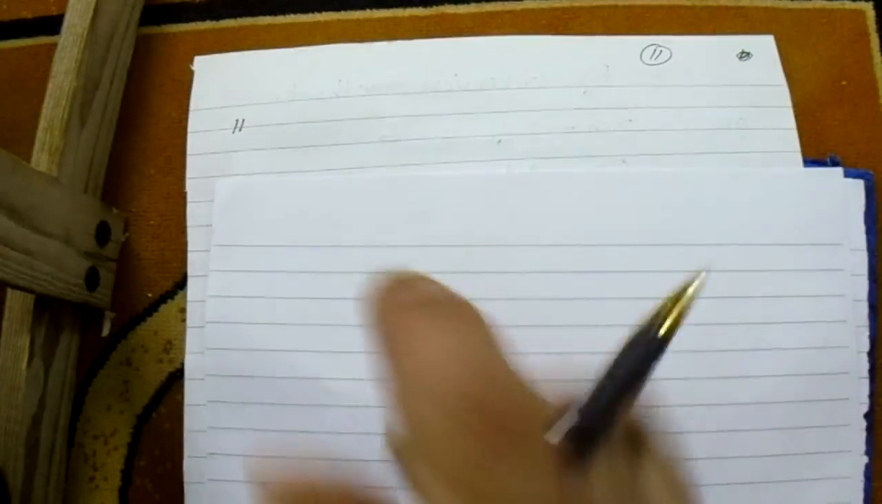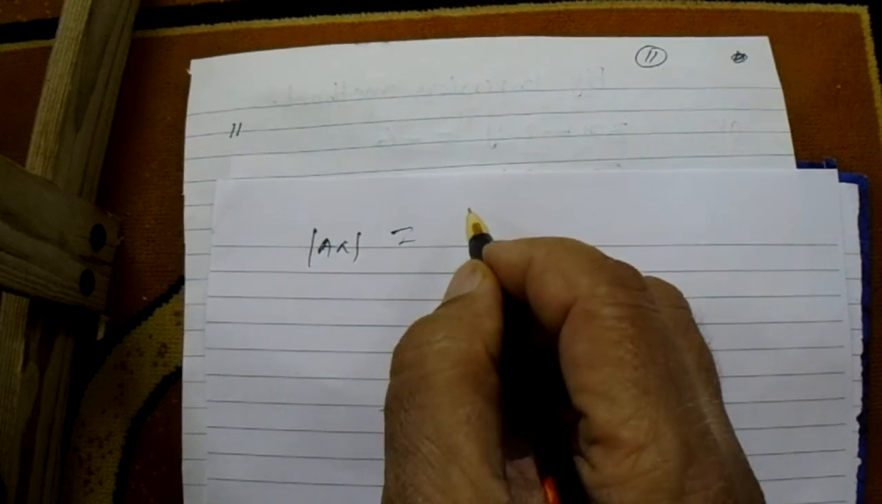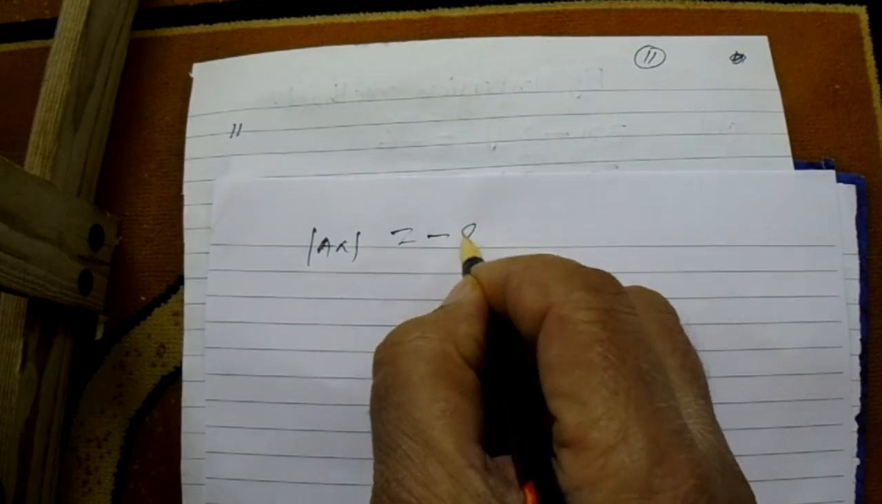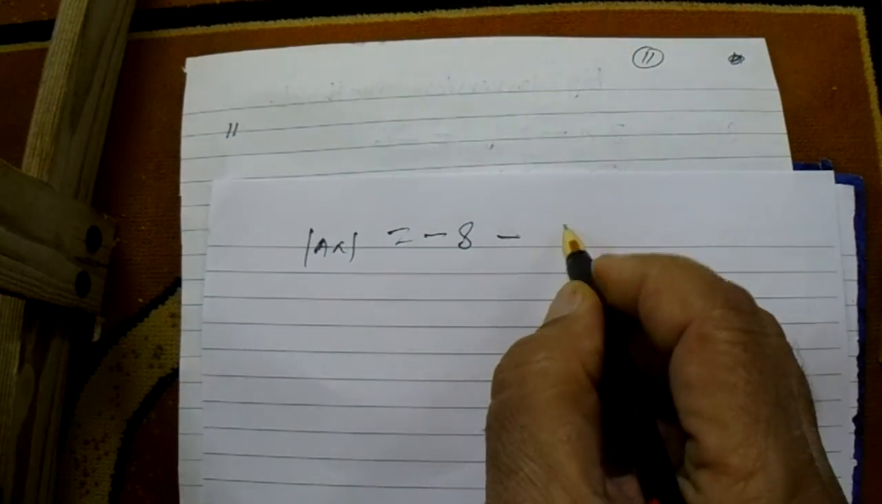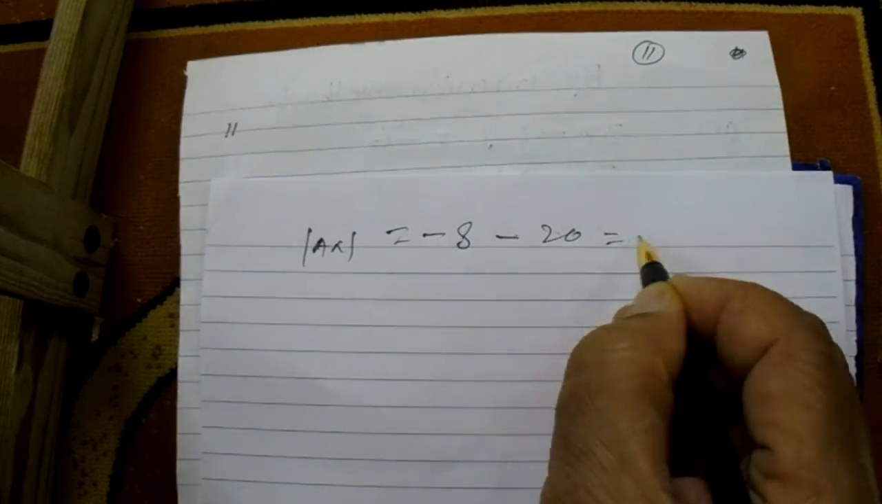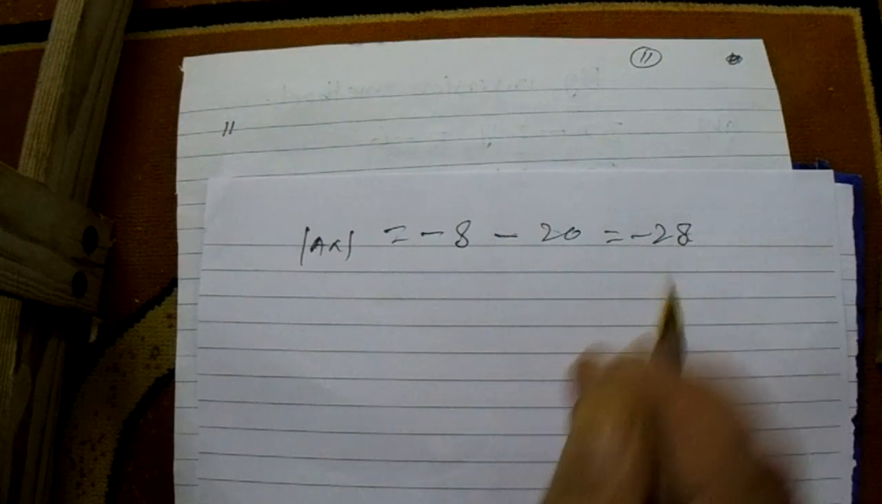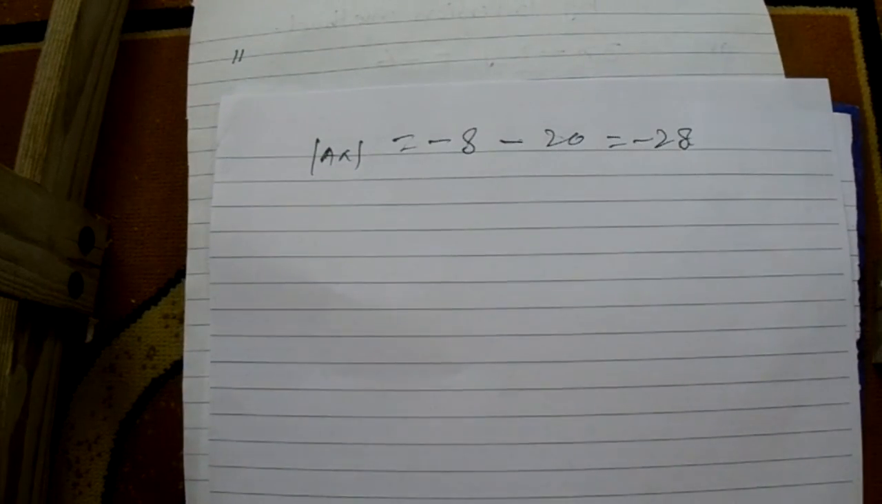Again we find the determinant AX. AX is equal to minus 8 and minus plus and minus 20, which is equal to minus 28. Now this is our AX.